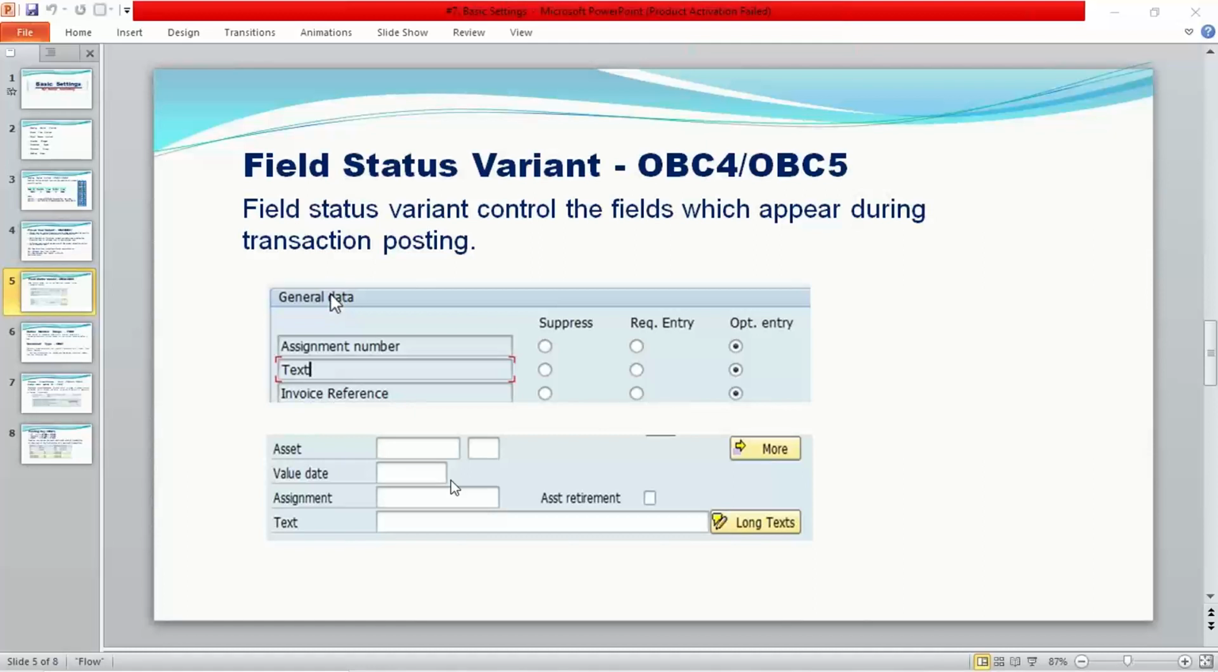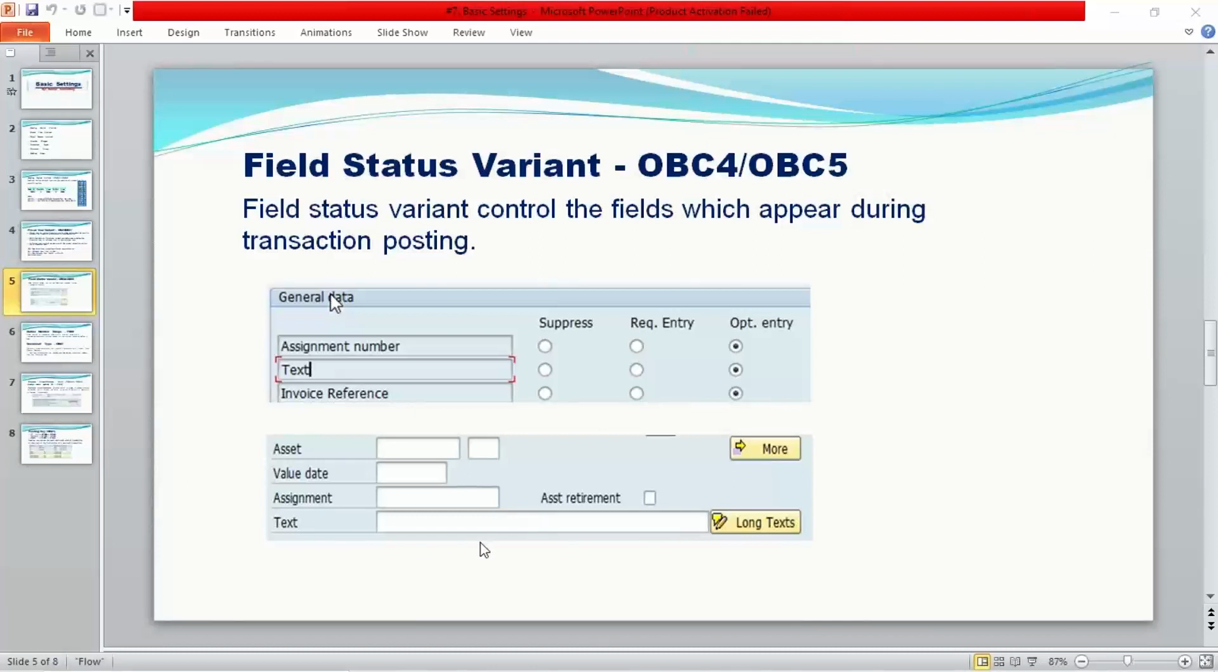Because, I'll tell you, while transaction posting, let's suppose 100 fields appear. Out of these 100 fields, only 20% are going to be used by the people doing transaction posting. So the client says there are multiple fields which are unused, which are not going to be used. So why does this field appear? Just make it disappear, remove this field from here. That is the requirement. The second requirement is that the text field must be filled in by people.